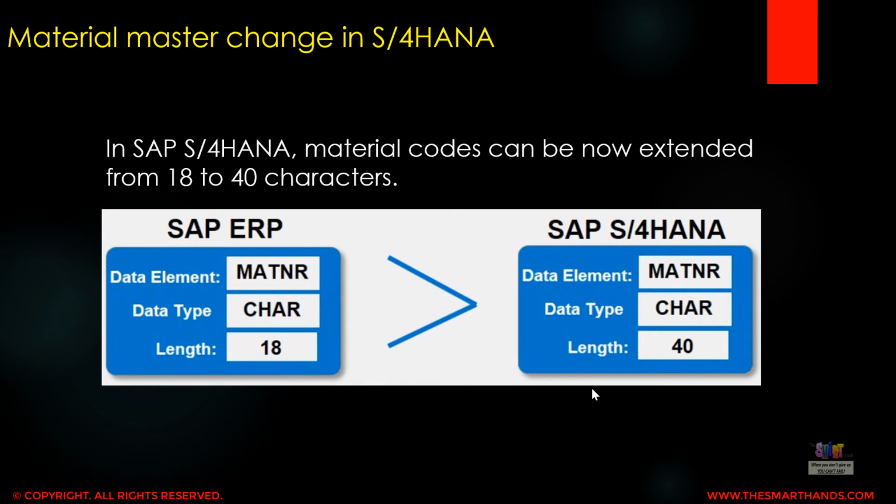Material master change in S4 HANA. In SAP S4 HANA, material codes can now be extended from 18 to 40 characters. So for example, in the old ECC system, the maximum length of a material that we can create, I'm not talking about description, I'm talking about the material code length, was maximum 18. For example, if you want to create a code called, say, ABCD12345, the maximum length we had was 18, but in the new one we can have up to 40 characters length with S4 HANA. Again, we'll talk about it later on in the other videos.